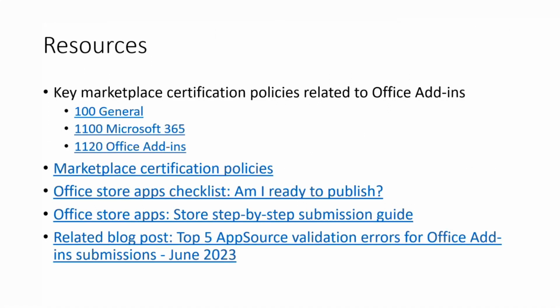And here are some resources that you can use. These are the main policies. Some policies other than these may apply depending on the situation which you're adding in particular. This is all of the policies, marketplace certification policies, Office Store Apps checklist. So we have a couple of checklists and step-by-step guides so that you're ready to publish and submit successfully. And as I mentioned, this is based on a blog post that we put together using the information from March to May, and we published this in June.